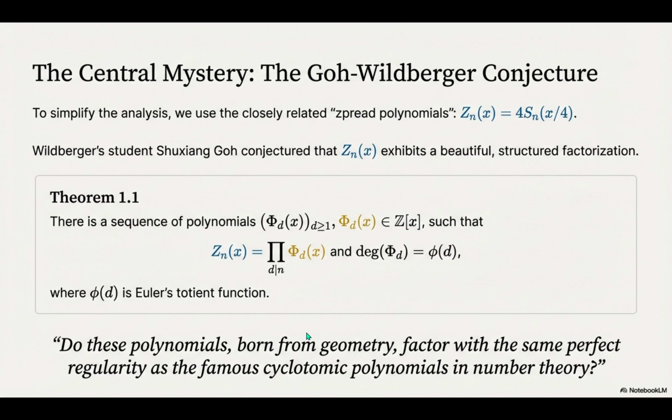It means the factors behave just like cyclotomic polynomials, which are the absolute fundamental building blocks for roots of unity in number theory. So the question wasn't if they factor, but if they factored with this perfect clockwork regularity that we see in classical number theory. Yes. And that's where the proof mechanism is just so clever.